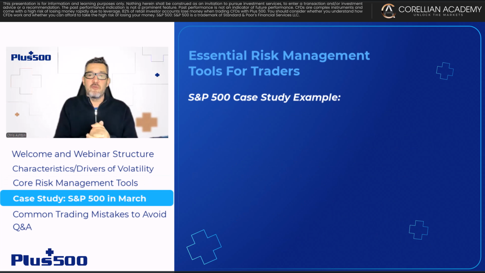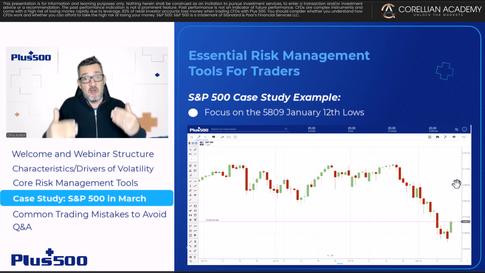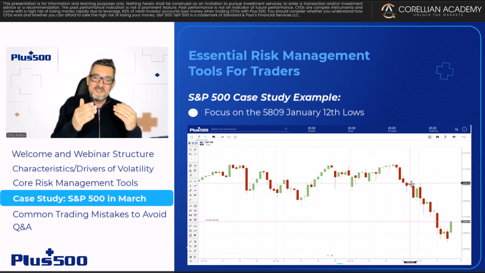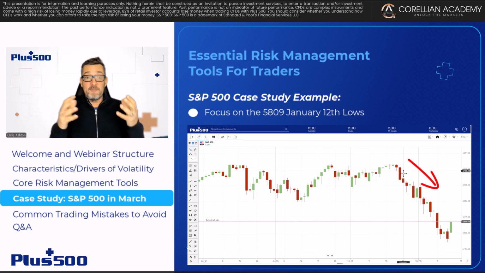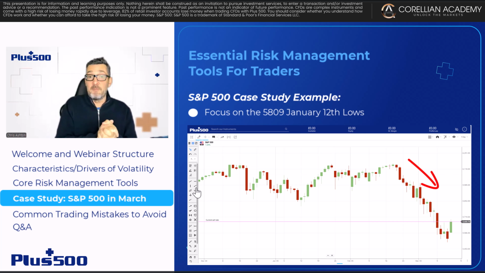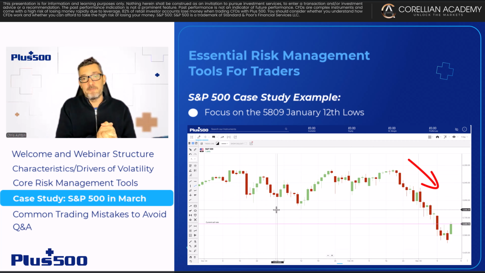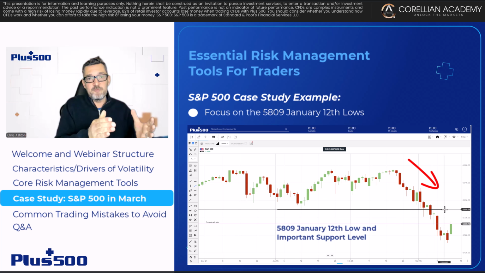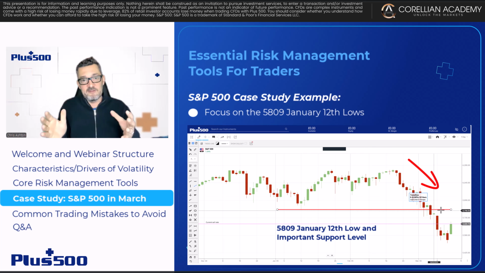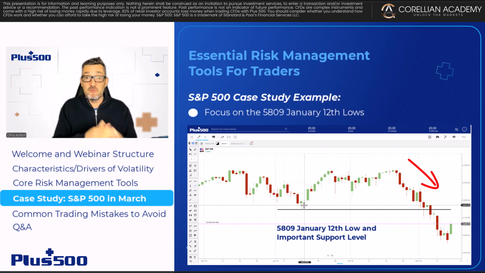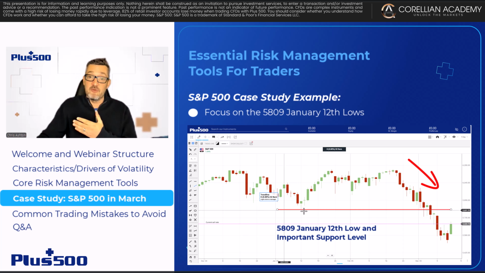So to bring this all together in one example, I have a case study involving the S&P 500 from earlier in March. During this period, risk sentiment started to sour at the back end of February, as we can see on the charts. But we had seen a similar move in January, just before President Trump took office. This January move provided me with a focal point for a potential breakdown trade to the downside, below the year-to-date lows, which, as you can see on the chart, is at 5,809, and that was seen on January the 12th.